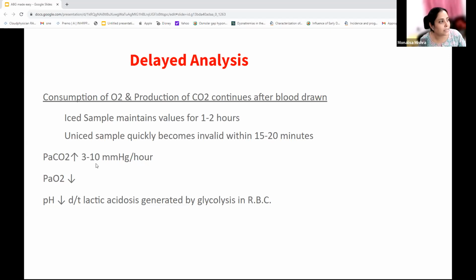PCO2 increases by 3 to 10 millimeters of mercury every hour, and PO2 decreases. Also, pH decreases because lactic acidosis takes place due to glycolysis in the RBCs. This is the reason you have to process your sample immediately. Please remember, you cannot wait for more than 1 hour if it is an iced sample, and if it's an uniced sample, you have to process it within 5 to 10 minutes only.